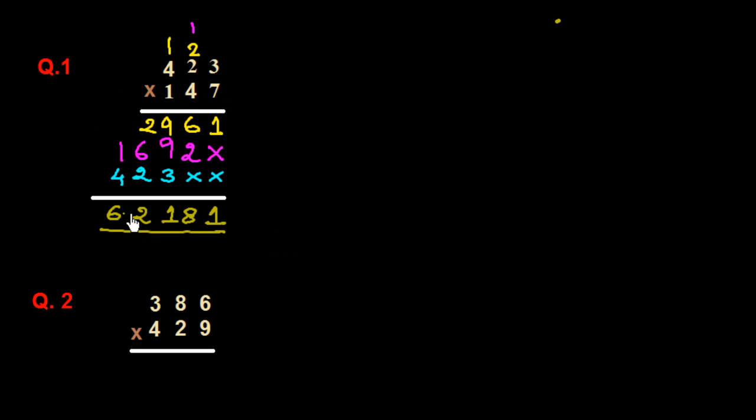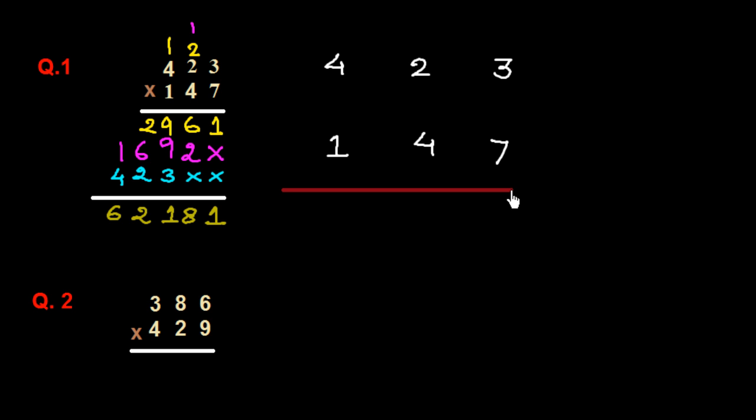Now it is a very lengthy process. If we multiply with the technique of Vedic mathematics, the crisscross method of multiplication, let us see how we multiply this. First of all, I would like to write this number here. I arrange this number here: 4 2 3, 1 4 7, and I draw one line here. Okay, now I explain how we will multiply with the technique of crisscross multiplication.